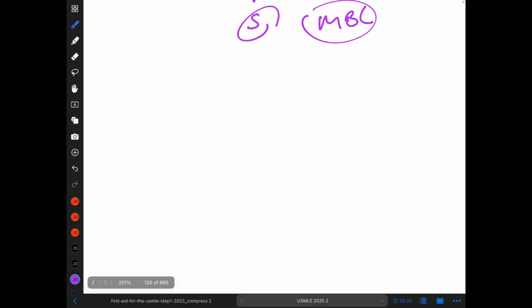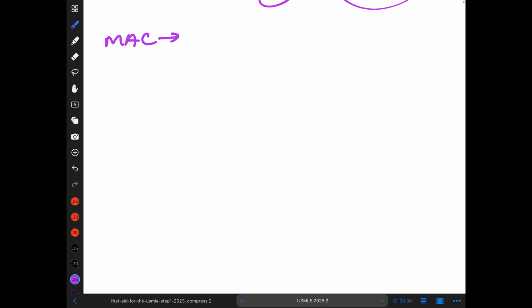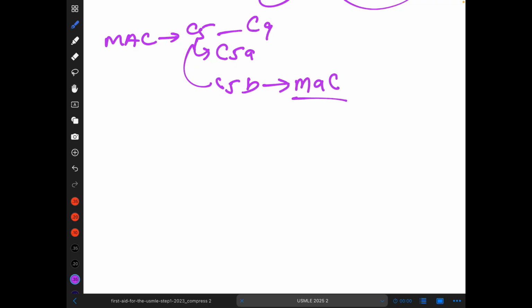One more important point regarding complement: you already know the MAC is formed by the terminal or late complement, C5 to C9. C5 is also activated into C5a and C5b. C5b helps in formation of MAC, and C5a has the same function as C3a, acting as an anaphylatoxin, helping the anaphylaxis action.